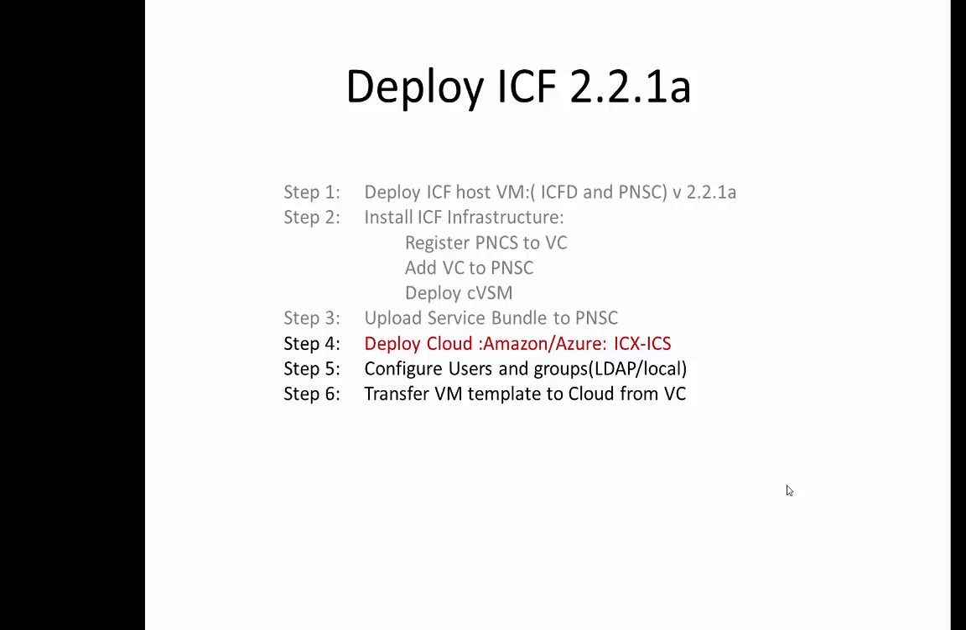Those bundles mean your firewall service and a CSR service, routing service. So the OVA templates are uploaded to the PNSC. In this stage, we're going to deploy the cloud link first with Amazon and then Azure. What it does is build a tunnel between your private cloud, in this case VMware vCenter, and the cloud, which is Amazon. And then next would be Azure.